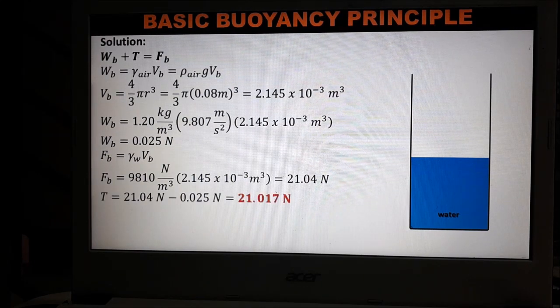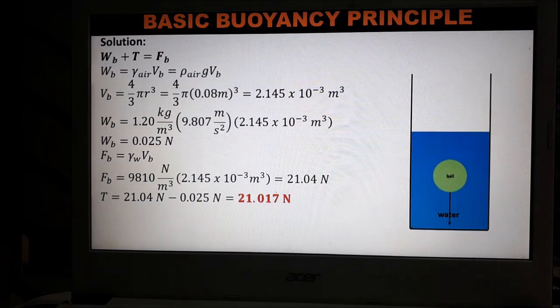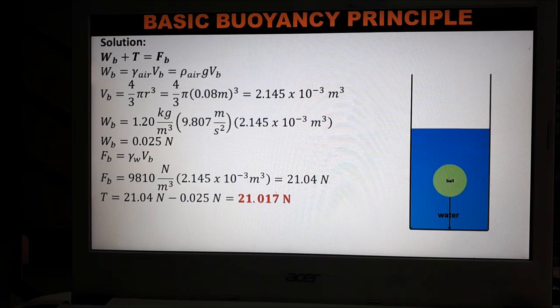Now to solve for the tension, using the equation above, tension is therefore equal to the buoyant force minus the weight of the ball. So the tension is equal to 21.04 Newton, which is the buoyant force, minus 0.025 Newton, which is the weight of the ball. And the answer is 21.017 Newtons. It only means that you have to apply a downward force of 21.017 Newton in order for the ball to be placed beneath the water surface.